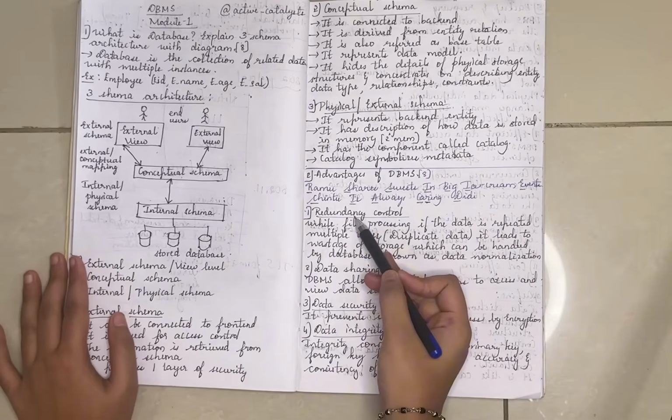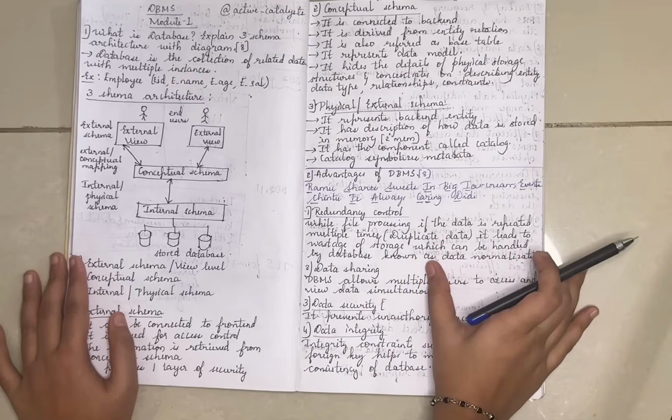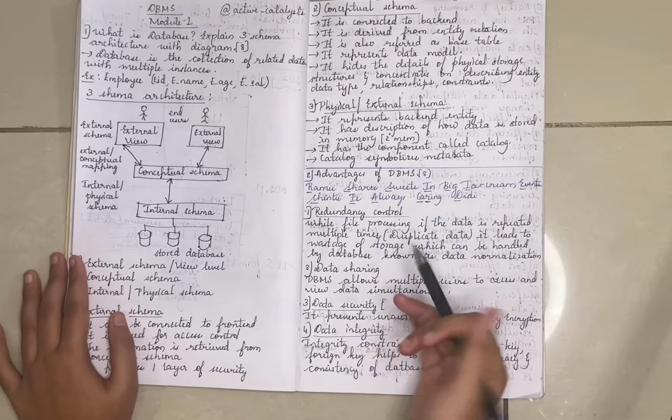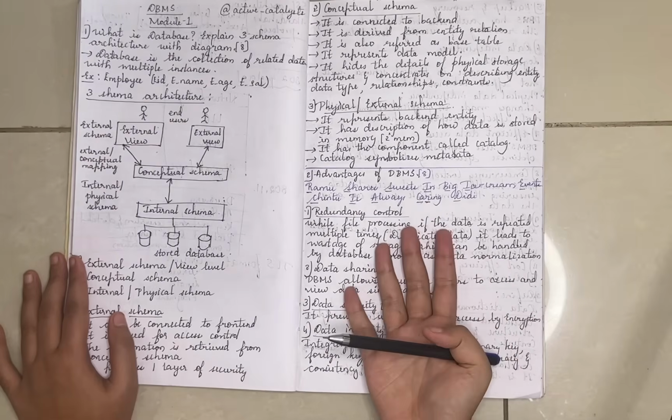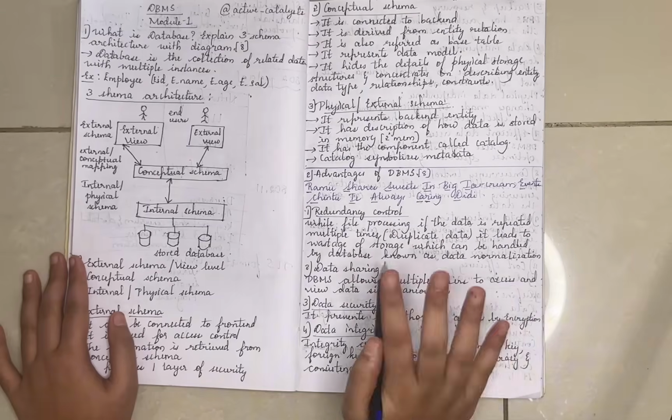R stands for redundancy control. Redundancy means the data which gets repeated again and again. In file storage, there may be data which is getting repeated again and again. That is not necessary if it is present once, so the duplicated data can be deleted.